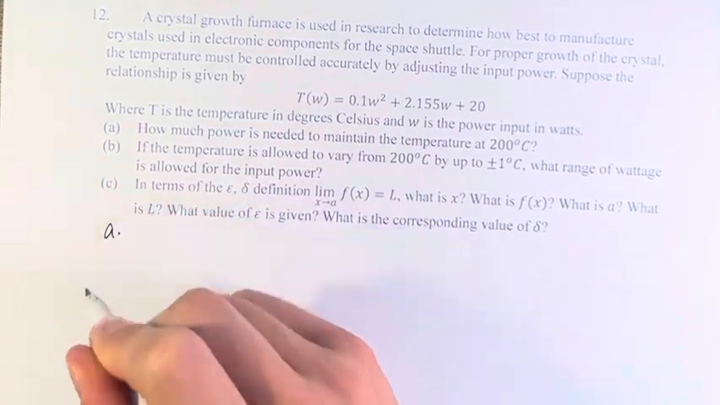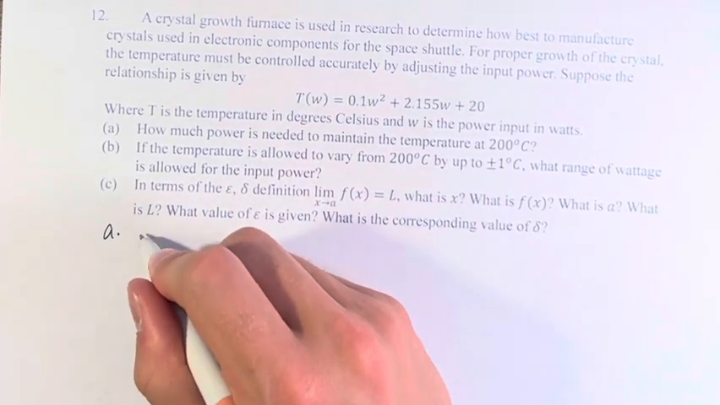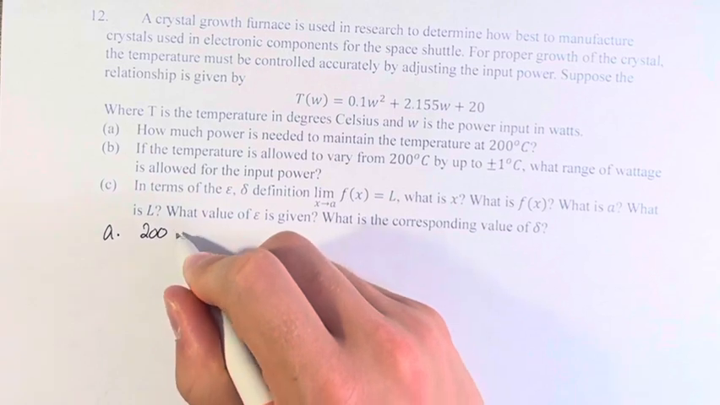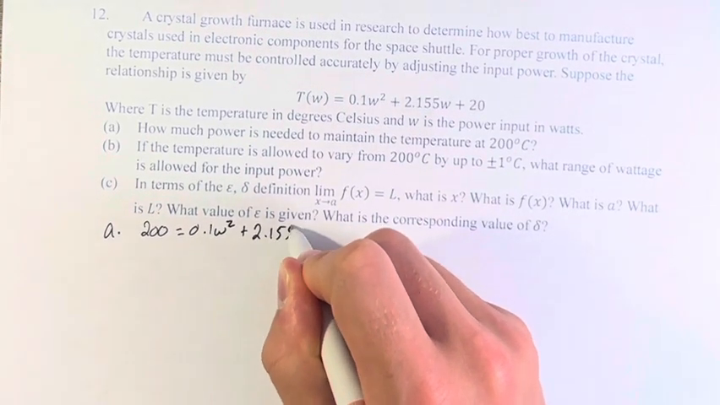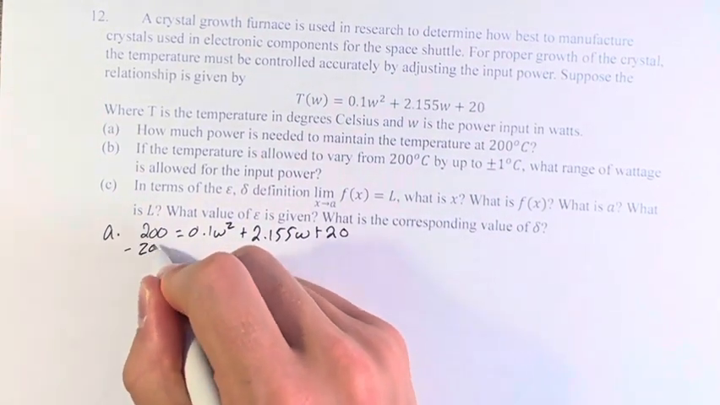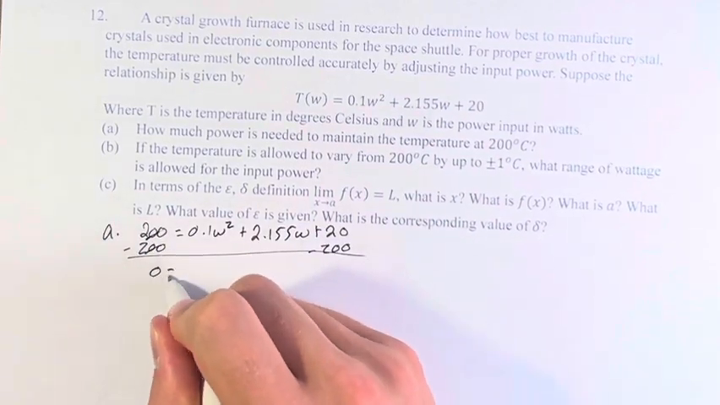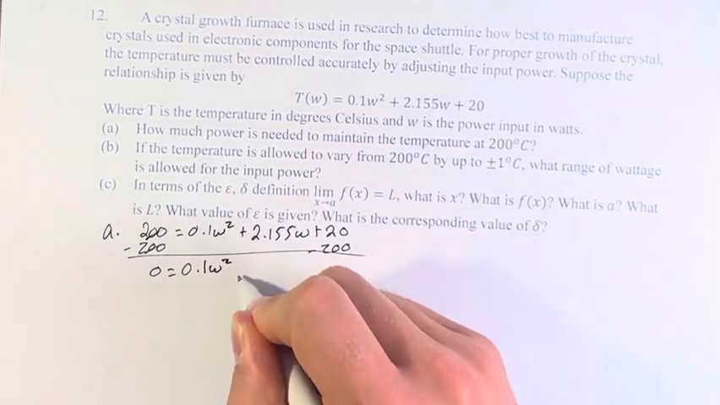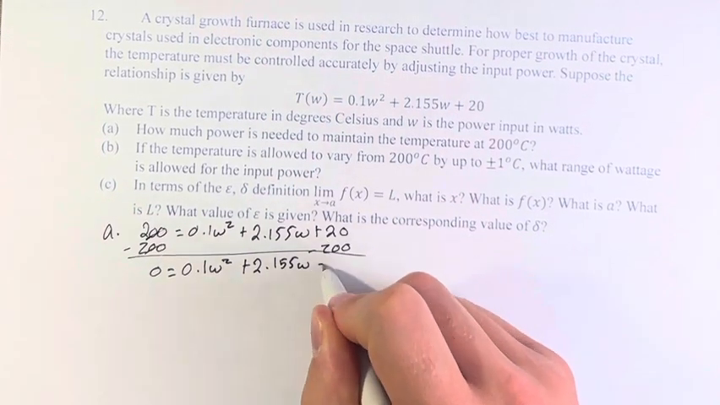So in part A, we're asked how much power is needed to maintain the temperature at 200. So if T is 200, what is W? So we have this equation. We have 0 is equal to 0.1 W squared plus 2.155 W minus 180.